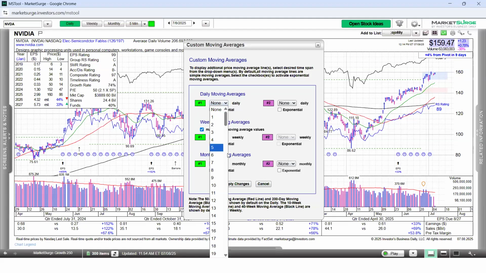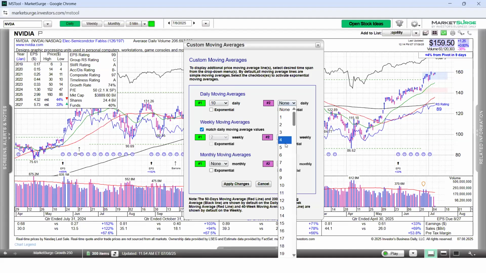It says number one, it's in a green box. Let's do the 10-day there, right? And then for that pinkish, purplish line, I can add in a second one. Let's do the 21-day, right? These are some of the most popular ones. And I can decide whether or not I want them to be exponential or simple, right?